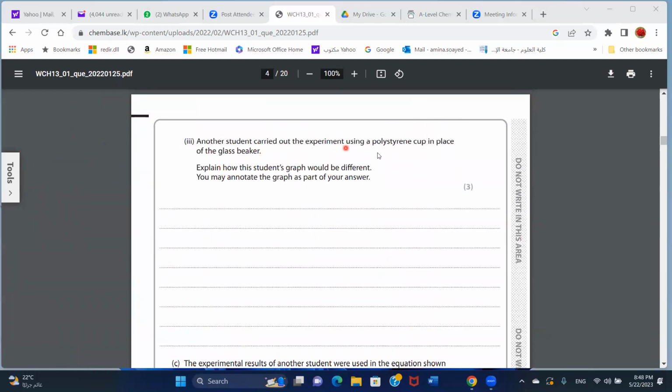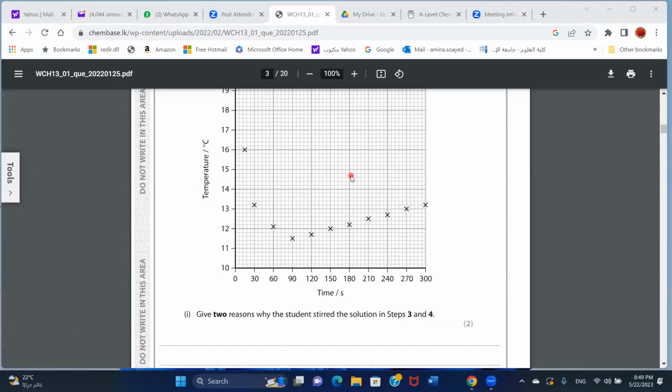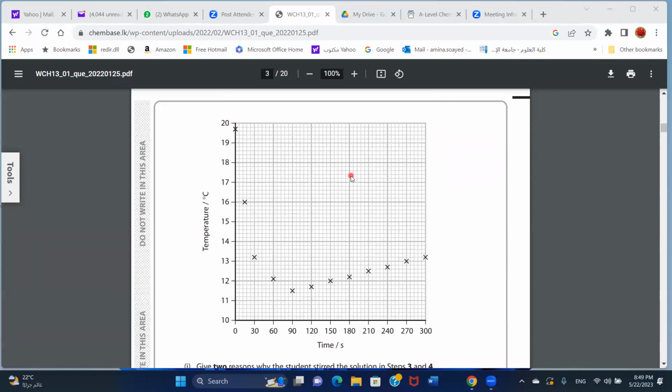Another student carried out the experiment using a polystyrene cup in place of the glass beaker. Explain how this student's graph would be different, and you may annotate the graph as part of your answer. The polystyrene cup reduces the heat loss to surroundings, so delta H would be bigger. Yes, but they want you to show what happened on the graph. I'm not sure, miss.